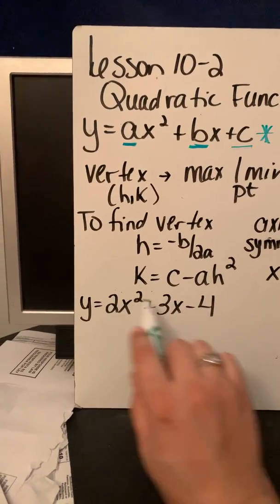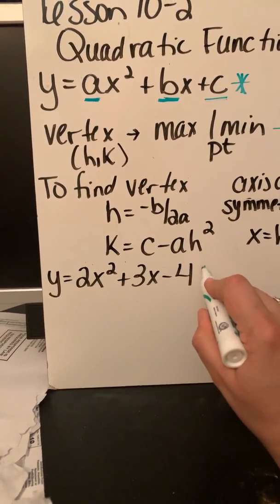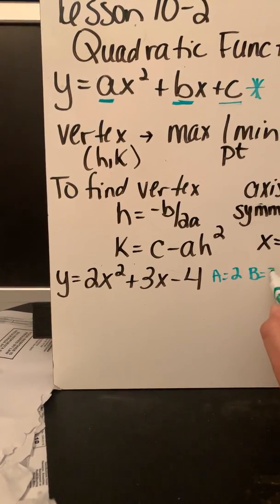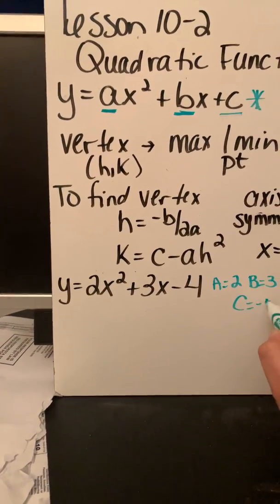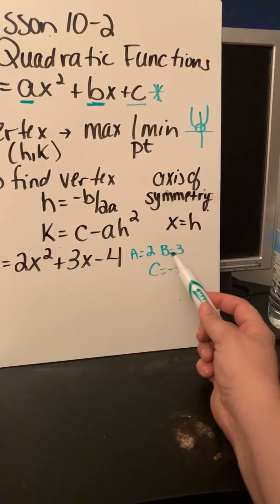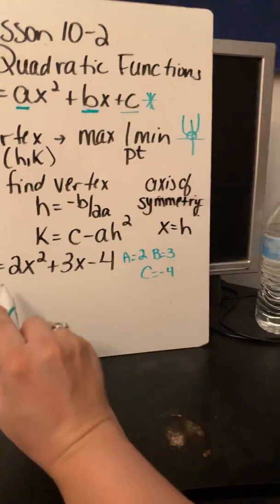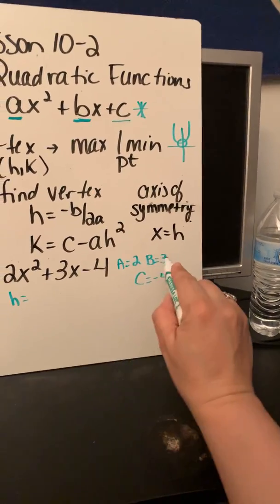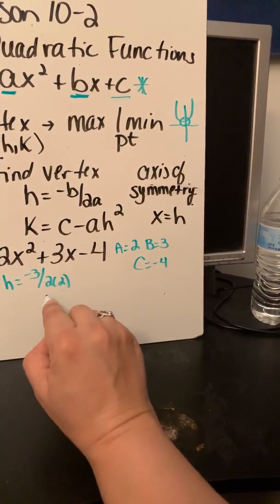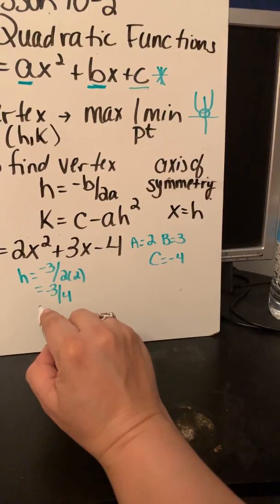So if I'm looking at this equation right here, the first thing I want you guys to do on all of these is label. Your a is 2, b is 3, and c is negative 4. Make sure you're keeping that sign with it. So now let's plug in. h equals negative b, so negative 3, all over 2 times 2. Simplify. Your h is negative 3/4.